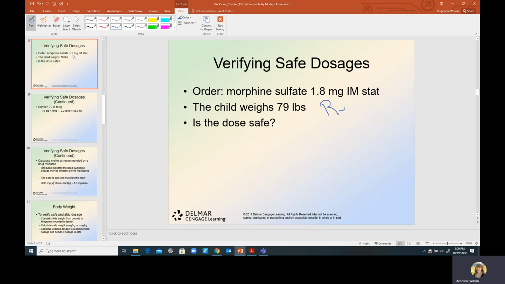I recommended, and I'm just going to abbreviate, is 0.05 milligrams per kilogram per dose. Whoops. Write this a little bit smaller, guys. So let's go milligrams per kilogram per dose.